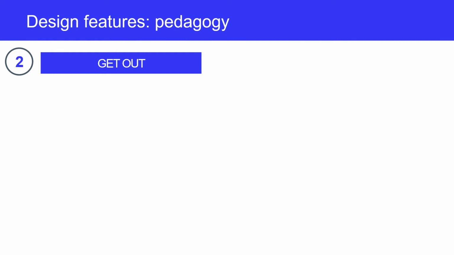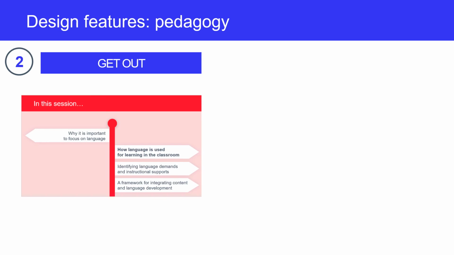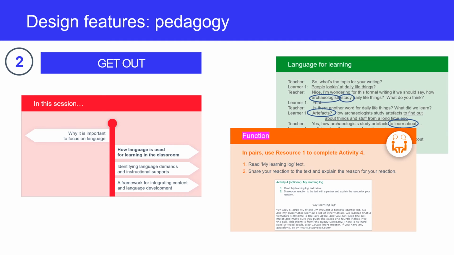We can see examples of the Get Out stage in the next section of the course on how language is used for learning in the classroom. Here, student teachers are asked to analyze and reflect upon samples of pupil language found in the classroom, and then listen to what other group members share. As they actively listen to each other, they begin to co-construct new concepts and learning with their peers. Note that so far there is very little input from the tutor or from materials.